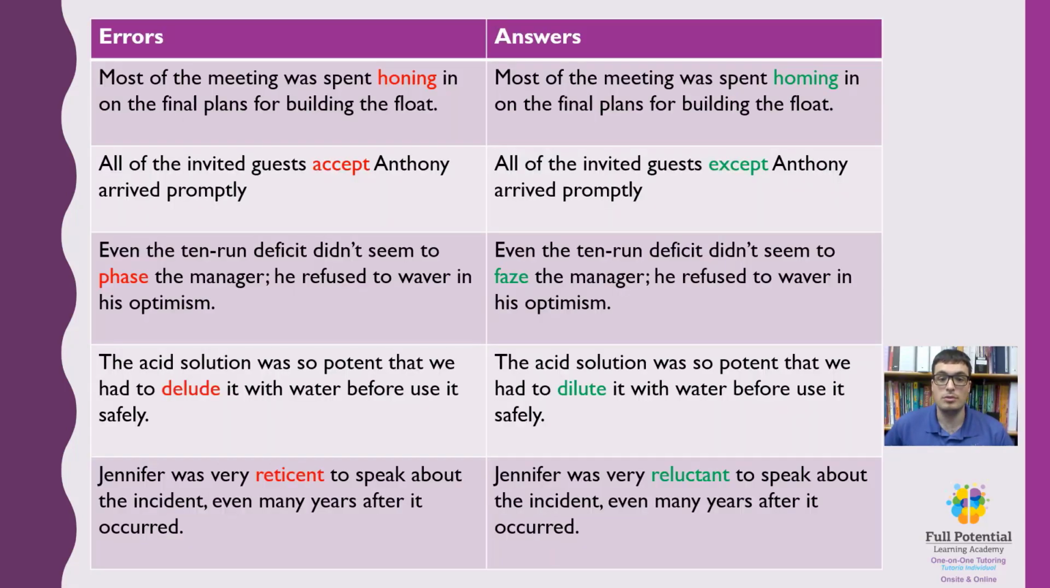Here are the answers to the previous sentences from before. For example, honing and homing. Honing means to sharpen your skills for practice, and that's wrong because you need homing, because that means to be close or get closer, such as the sentence is stating to get closer to something on the right.